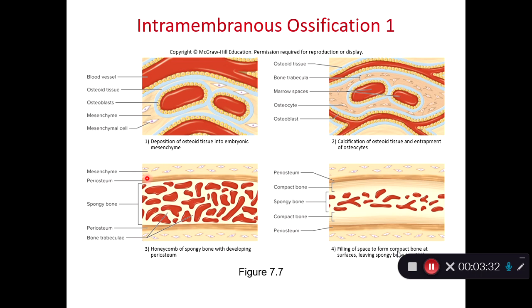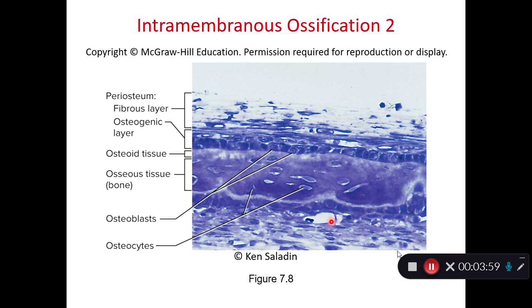There'll be the fibrous membrane on the surface, so we'll have our periosteum, and then a whole bunch of spongy bone. But spongy bone with just a periosteum is not very strong. So we're going to take this spongy bone and reform some of it into compact bone. So we'll have kind of a compact bone sandwich: compact bone, spongy bone, and then more compact bone, making our flat bone tissue.